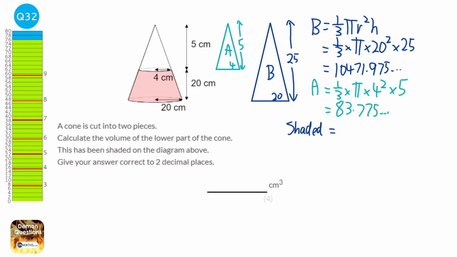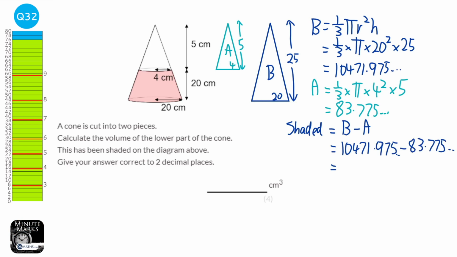So to work out the shaded bit, we're just going to do the volume for B, take away the volume for A. So it's going to be 10,471.975, take away 83.775. And all those I'm going to keep in the calculator to keep the accuracy. And that gives us 10,388.199, blah blah blah. And to 2 decimal places, it's going to be 10,388.20.